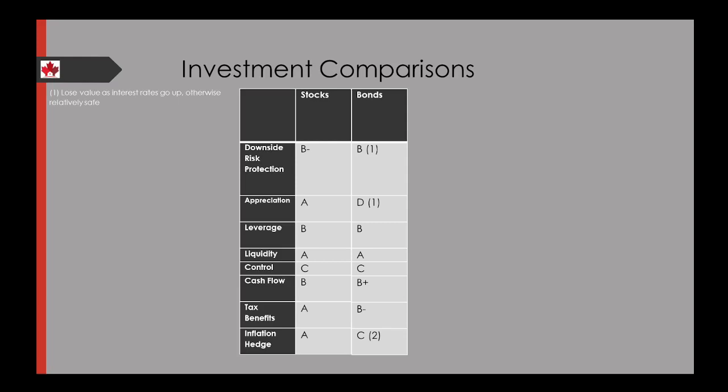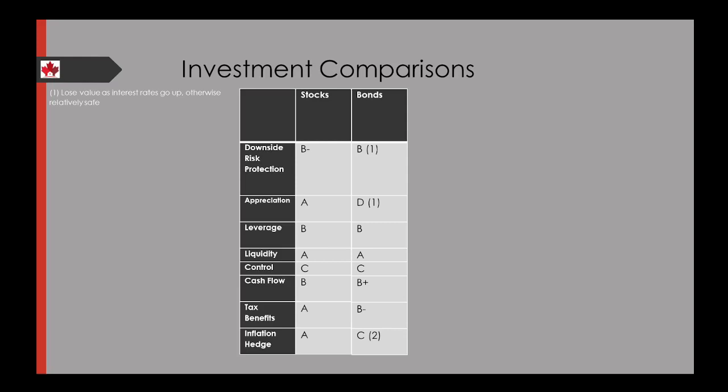Appreciation, I give it a D. You could argue for a C as well, but bonds are not going to be the main engine of your portfolio. It's going to be the stocks. Bonds are there for safety.